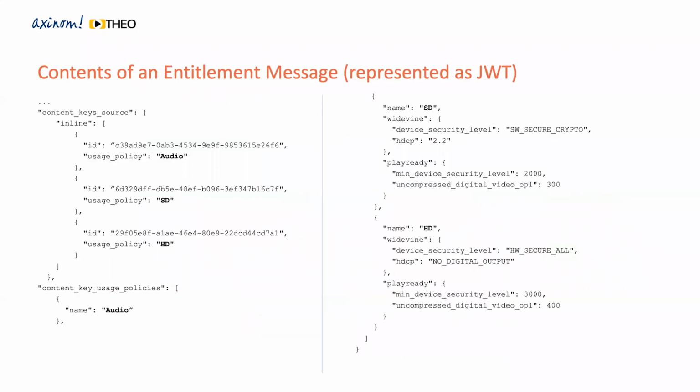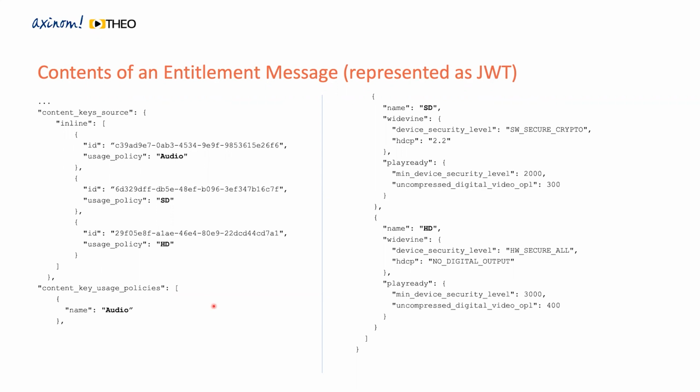Let's have a look at the contents of an entitlement message, represented as this JSON web token. We start with content keys source, which in this case is inline, meaning that we now list all the key IDs that we want to authorize. So we have one key ID here, which we authorize and where we attach a usage policy called audio. Another key ID, and we attach a policy called SD, and another one with policy HD. And then further down the document, we define those usage policies. The one with the name audio has no additional settings, so this translates to being maximum permissive.